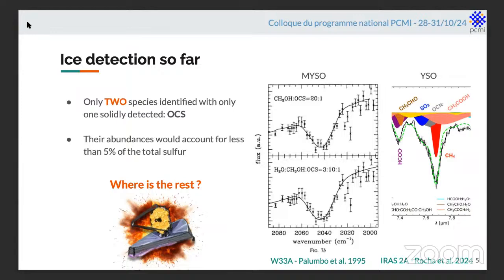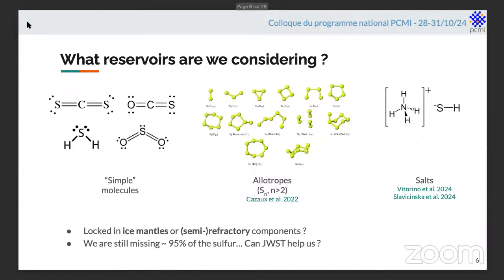Because now that we have this huge telescope with a very big sensitivity and spectral resolution, we are hopeful to find sulfur. Okay, so that's why we had this project going. And before I start with what we did, I will show you what reservoirs we're looking for with the JWST.